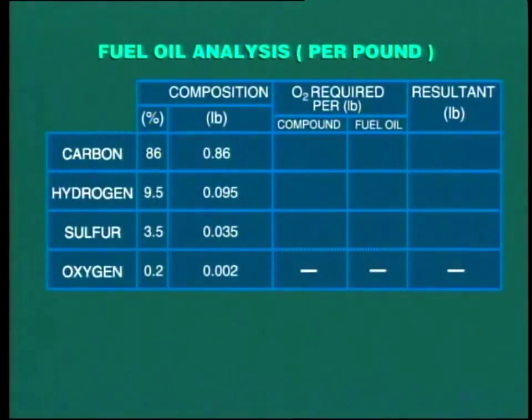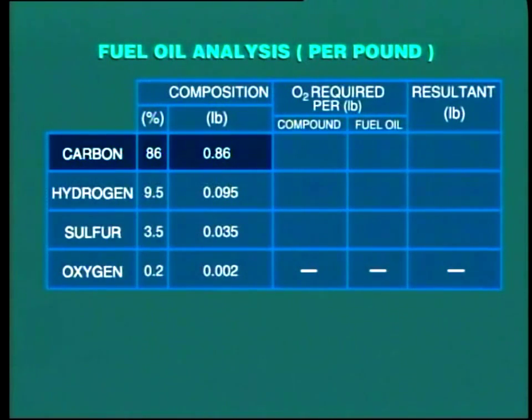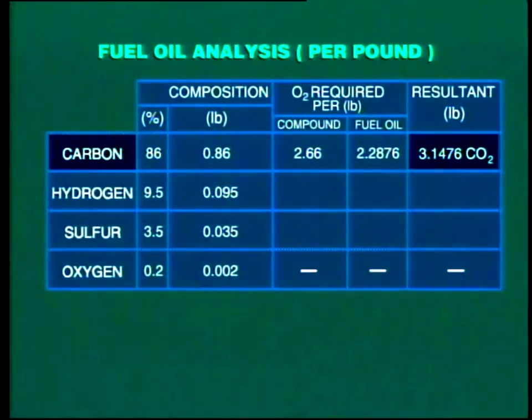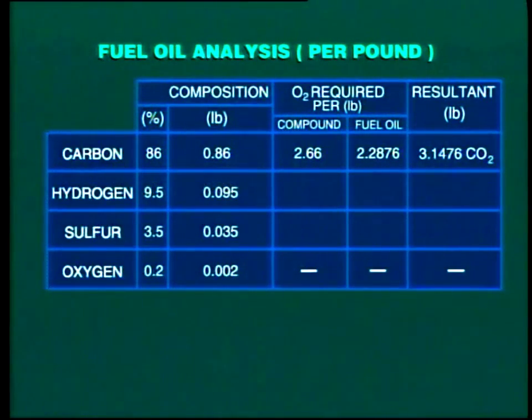In our example, 1 pound of fuel oil contains 86% of carbon, that is 0.86 pounds. Therefore, the theoretical amount of oxygen required for complete combustion is 0.86 times 2.66 equals 2.2876 pounds of oxygen. The quantity of CO2 produced is equal to this number plus the amount of carbon provided, 0.86, and this equals 3.1476 pounds of CO2. Remember, all of this is the result of burning just 1 pound of the particular fuel oil.